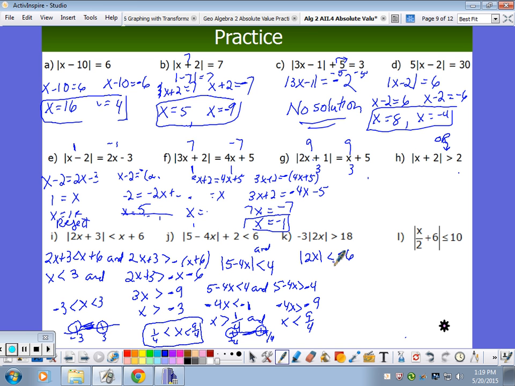It would be an "and" situation, except the absolute value of 2x less than negative 6. Why am I pausing here? Why don't I just keep going? Just come on, yes, 2x less than negative 6. Yeah. And 2x greater than 6. Why am I not doing that? Pause.